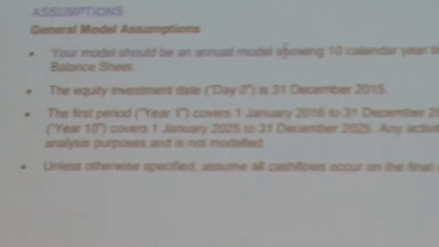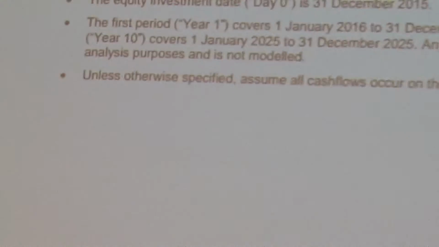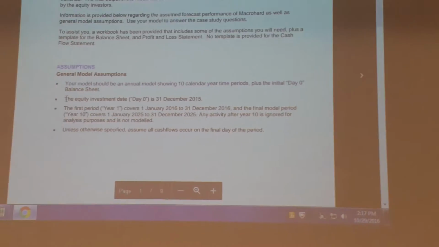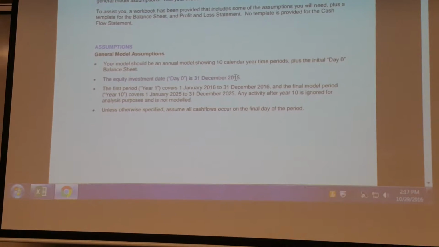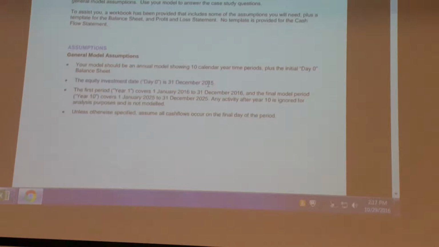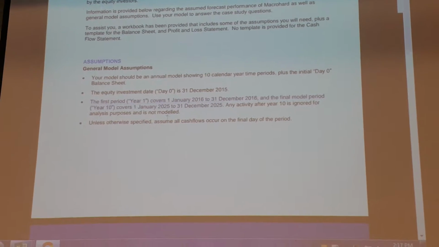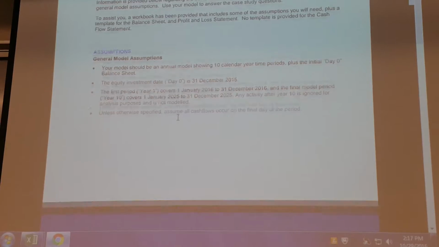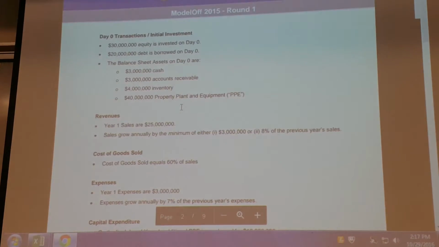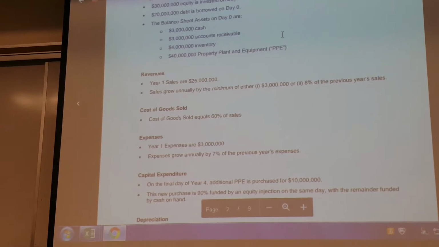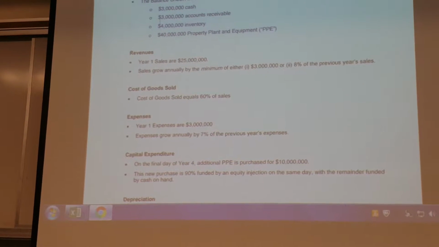So it tells you it's going to be an annual model, 10 calendar years, plus the starting balance sheet. You're looking at buying into the company, so it gives you the equity investment date when you think about valuation. What's year one, just all the basic setup stuff. Assume all cash flows occur on the final day of the period, and then it gives you all the setup. This is all in the spreadsheet, so we'll skip over there in just a minute.